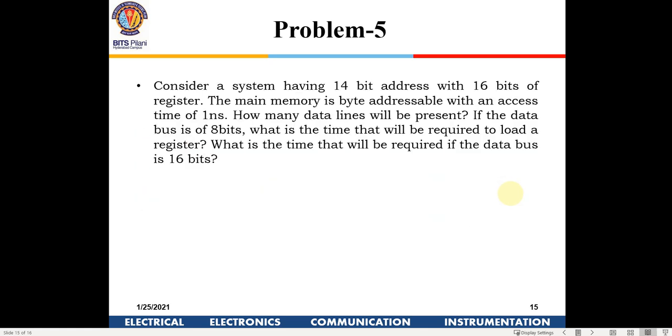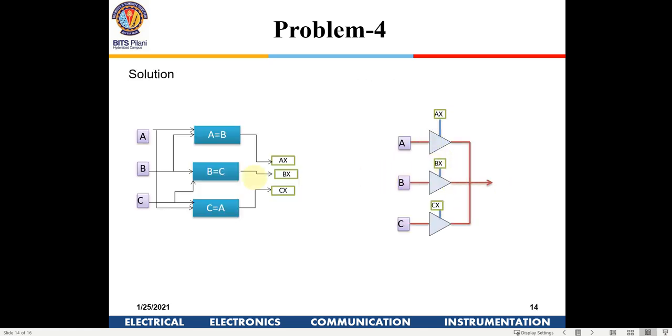To implement that, you have A and B being compared, giving an output AX. If you are comparing B and C, then if B is equal to C, the output will be BX. If C is equal to A, the output is CX. Then you are using AX, BX and CX as a control for a buffer.